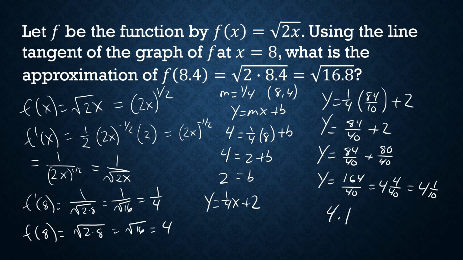So we can approximate f of 8.4 by using the tangent line and plugging 8.4 into that tangent line. So using our tangent line, 8.4 is going to be pretty close to that graph. Okay, you might have a slightly different equation of the tangent at 8.4, but it's going to be pretty close to the tangent line at 8. So the answer here is 4.1.